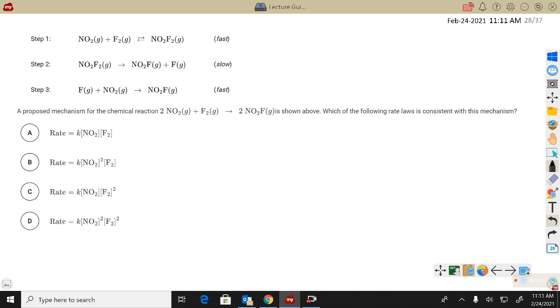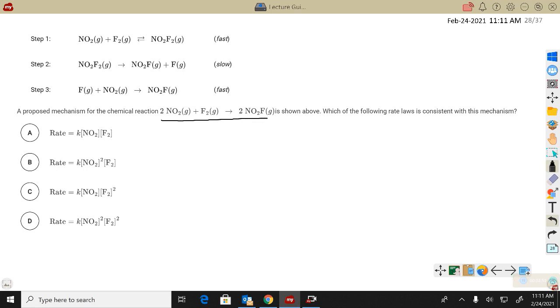So number one, it is asking just that. It gives us a proposed mechanism for this chemical reaction. It is shown above. Which of the following rate laws is consistent with this mechanism? So it should, number one, balance or simplify to the desired balanced equation. Should we check? Should we just make sure? If I cancel anything that's the same on both sides, it should simplify to the desired balanced equation.